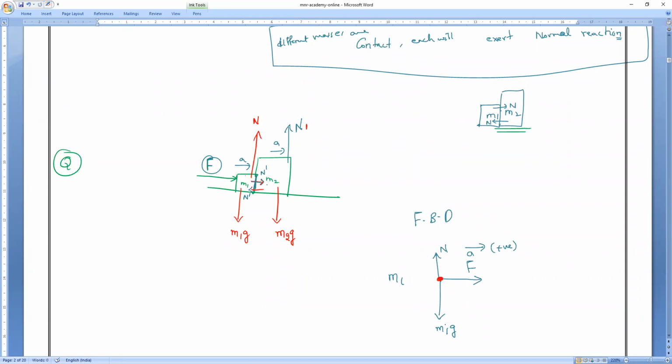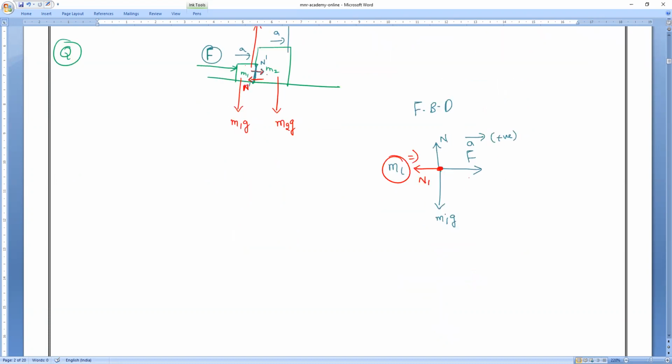One more force is exerted on the first body. That is the normal reaction exerted by the second body on the first body, which is called N1. So these are the forces acting on the first body. From that I can say one thing: this force is equal to this force. So N is equal to what?